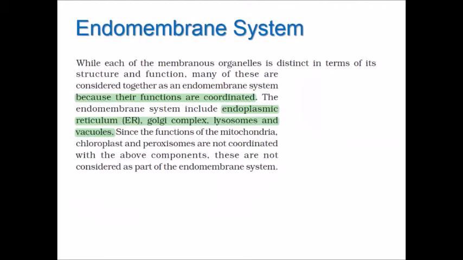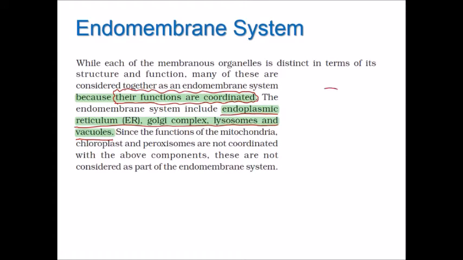So endomembrane system, these are a group of cell organelles which are distinct in terms of structure and function. Some of the cell organelles have coordinated functions. That means they function together in a systematic manner. Such cell organelles form a system, and that is called endomembrane system. So this endomembrane system is mainly composed of endoplasmic reticulum, Golgi complex, lysosome, and vacuole.